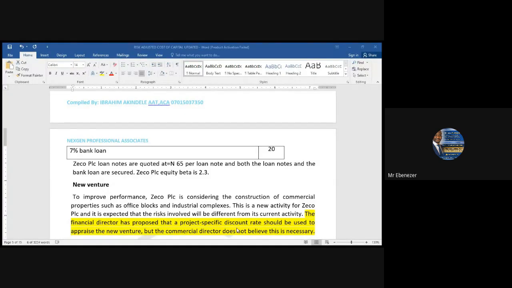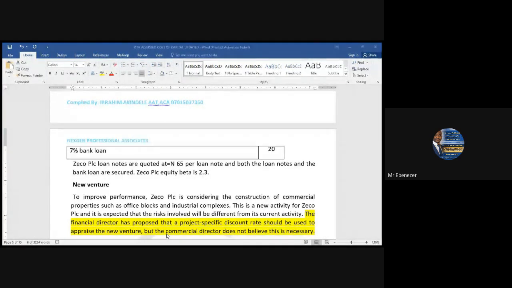So ZECO PLC loan notes are currently quoted, and both the loan notes and the bank loan are secured. If you want to determine the value of debts, don't forget there are two loans there. The first one is loan notes, which is the long term. The second one is the bank loan, which is the short term.